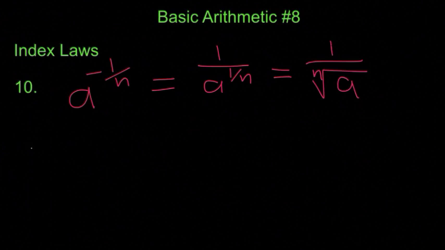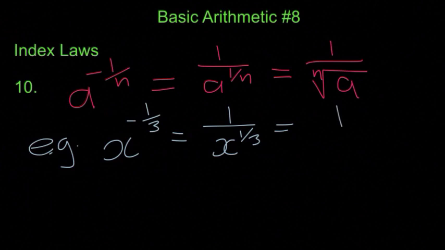So our example for this one could be x to the power of minus 1 on 3. That would equal 1 over x to the power of 1 on 3, and that would equal 1 over the cube root of x.